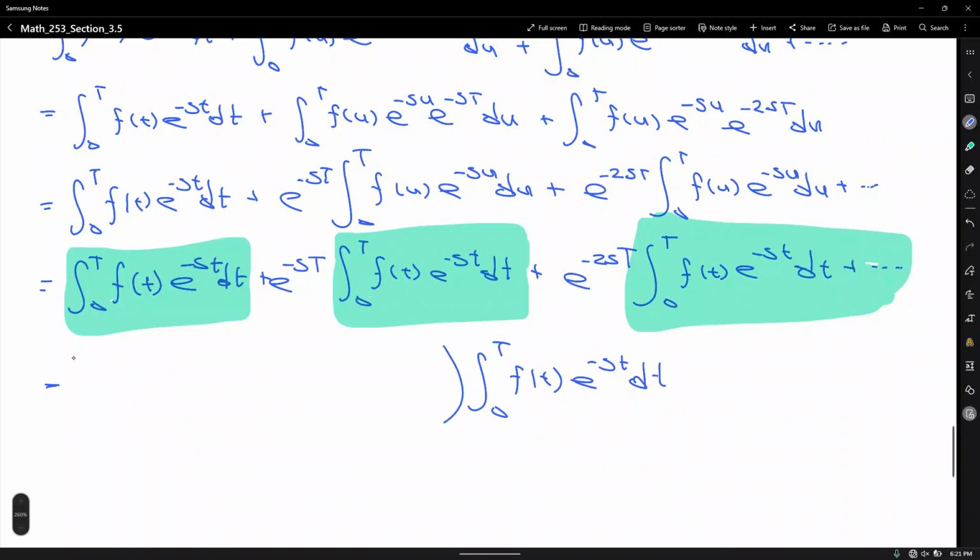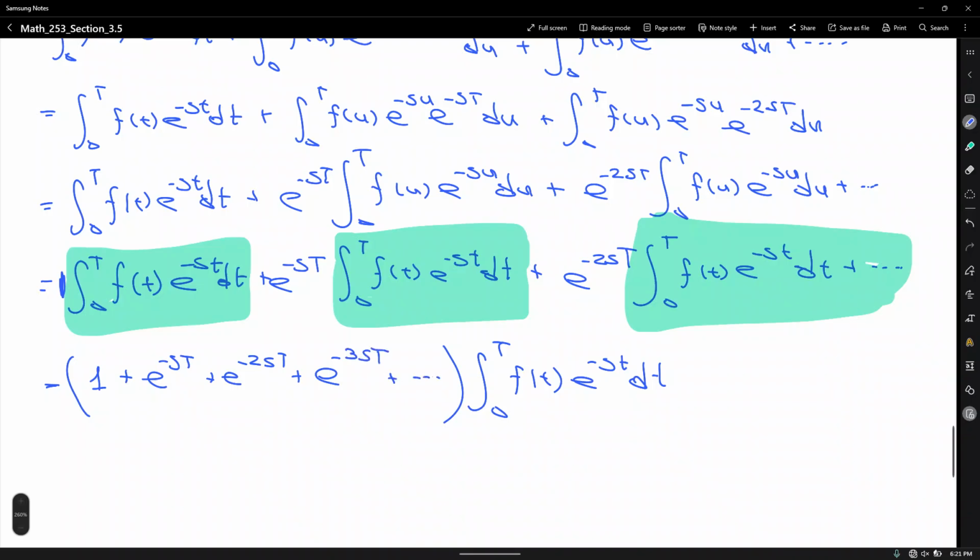Let me open parentheses. Did you see the invisible 1 factor here? Write it down inside the parentheses: 1 plus e to the negative sT plus e to the negative 2sT, and inductively e to the negative 3sT, plus dot dot dot, infinitely many terms.